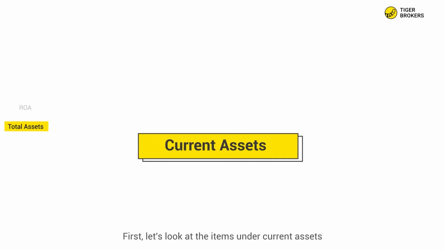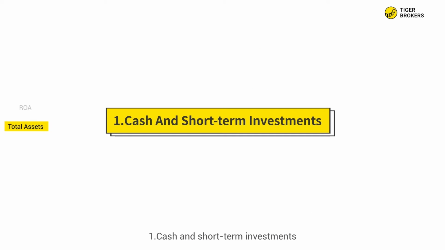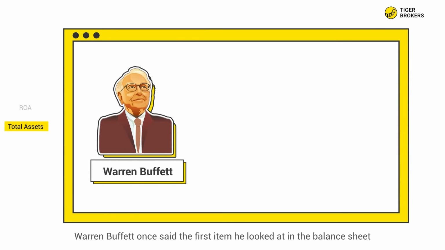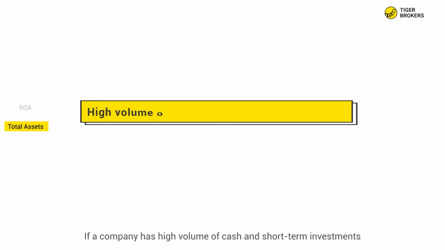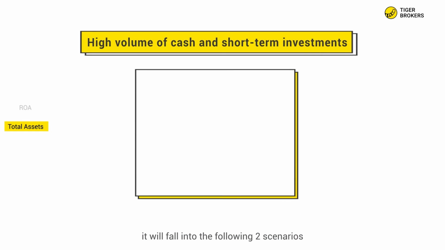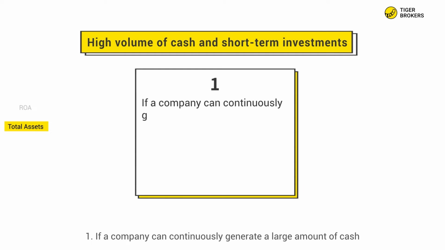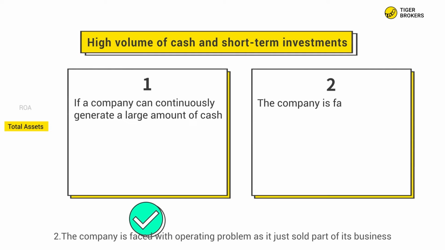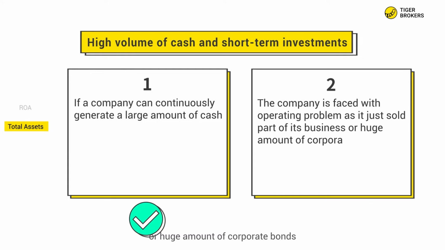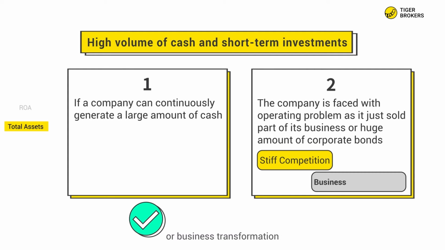First, let's look at the items under current assets. 1. Cash and short-term investments. Warren Buffett once said the first item he looked at in the balance sheet is the amount of cash and short-term investments. If a company has a high volume of cash and short-term investments, it will fall into the following 2 scenarios. 1. If a company can continuously generate a large amount of cash, this company has a strong competitive advantage. 2. The company is faced with operating problems as it just sold part of its business or a huge amount of corporate bonds. Generally speaking, it happens when the company faces stiff competition or business transformation. In both cases, the company is having a hard time.